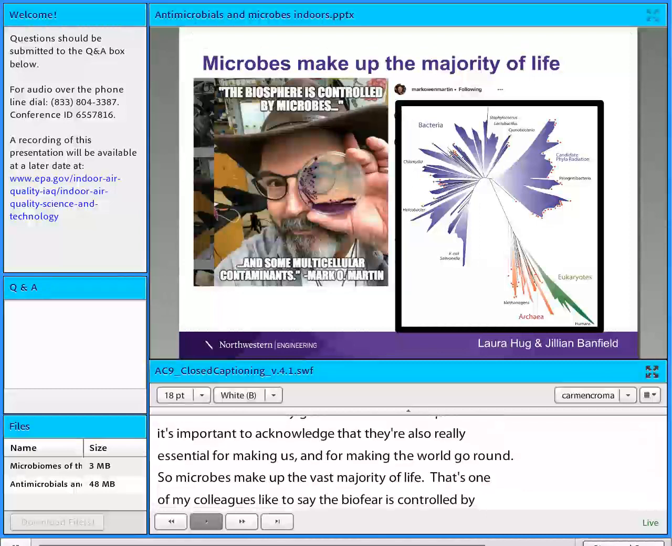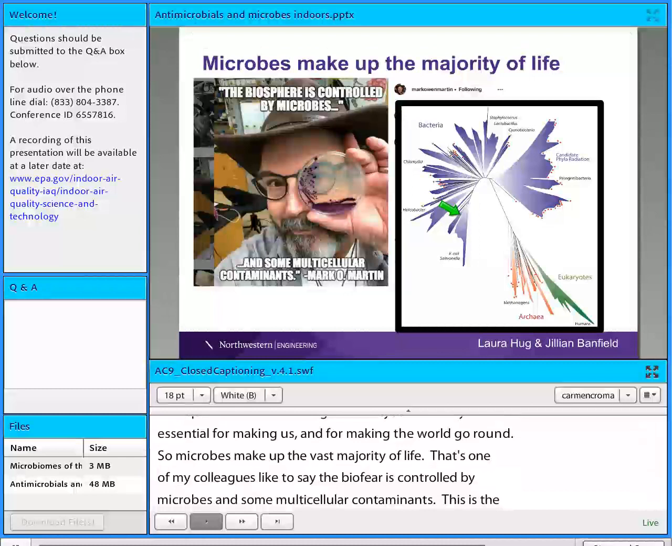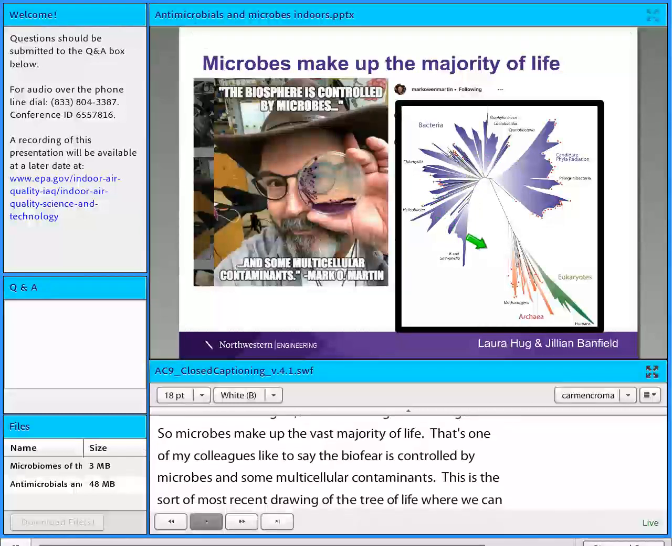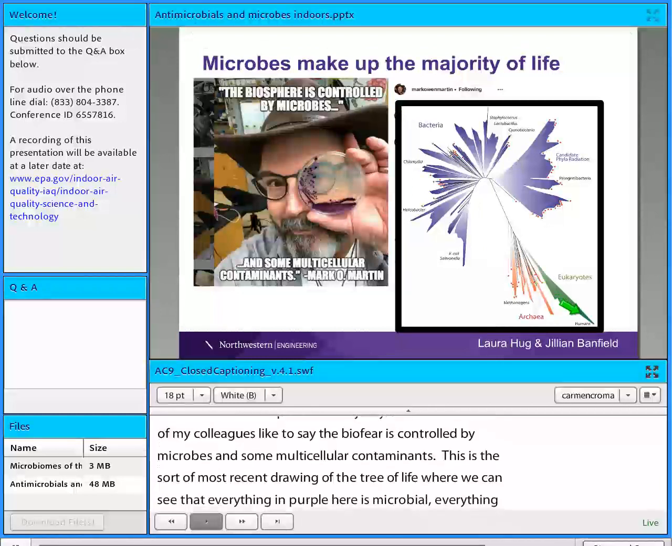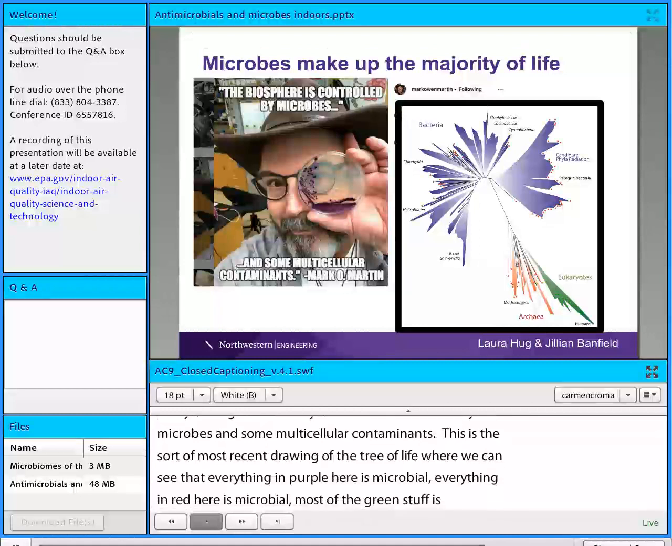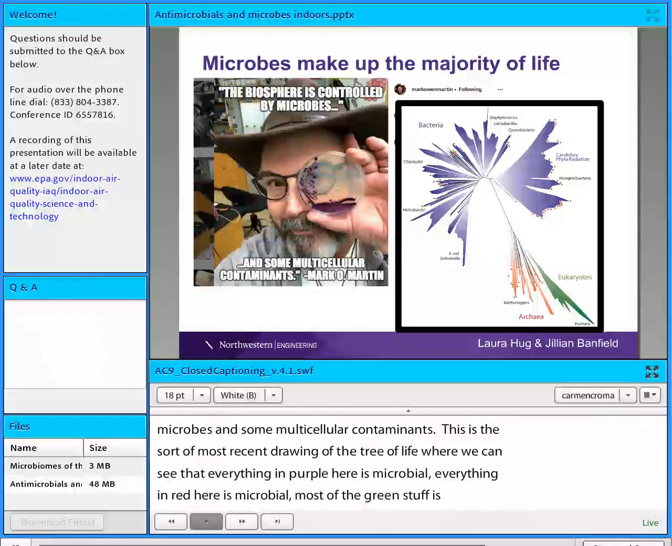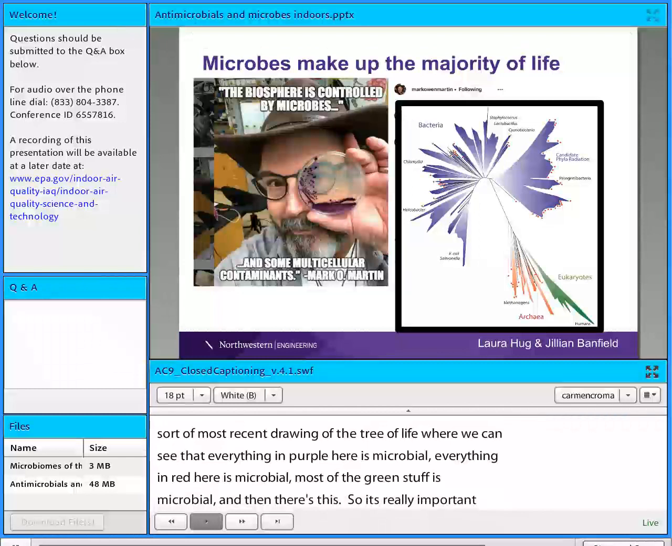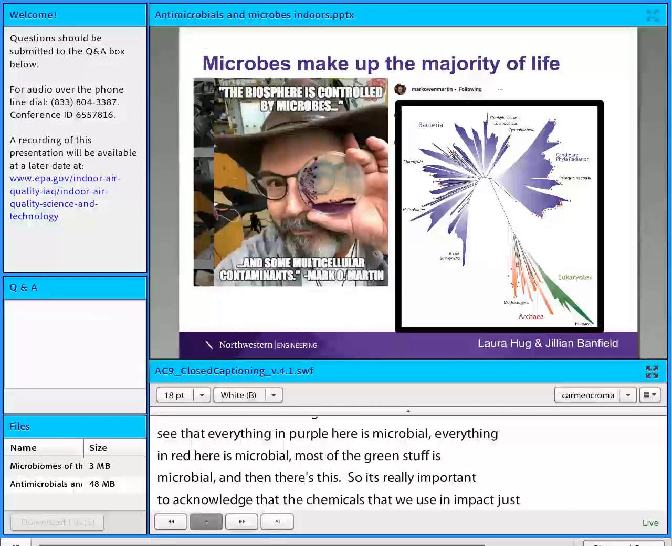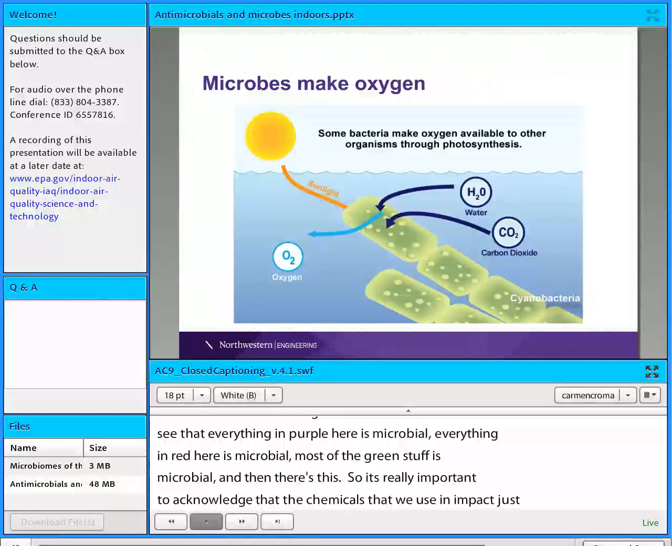This is the most recent drawing of the tree of life, where we can see that everything in purple here is microbial, everything in red here is microbial, most of this green stuff is microbial, and then there's us. So it's really important to acknowledge that the chemicals that we use impact not just us, but this huge amount of diversity that surrounds us.